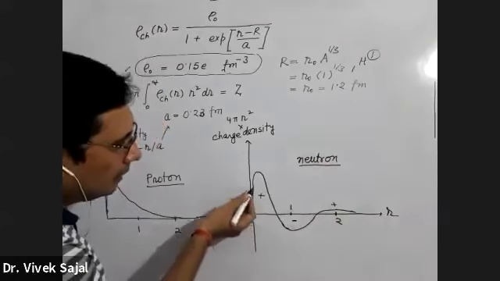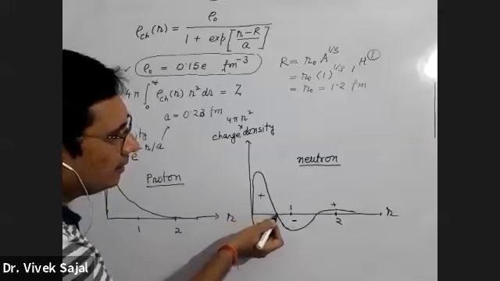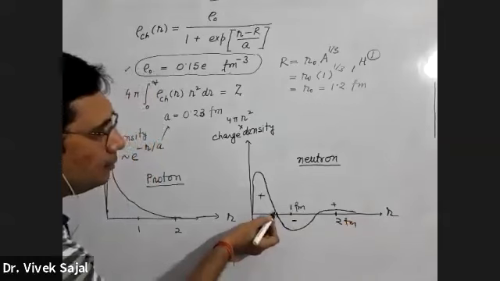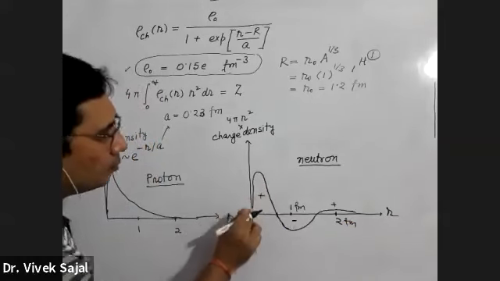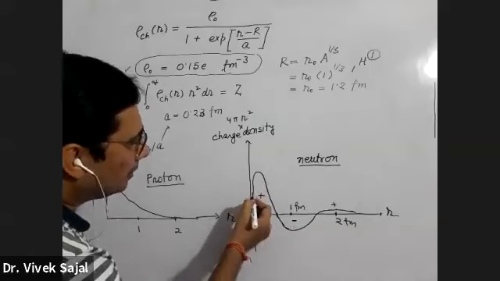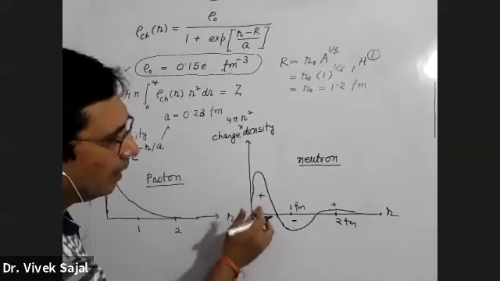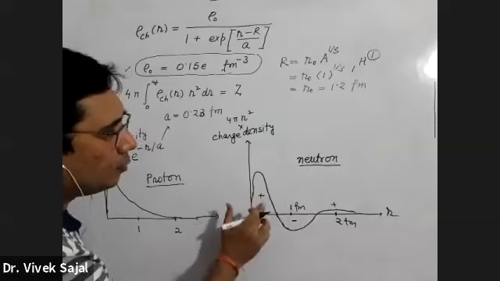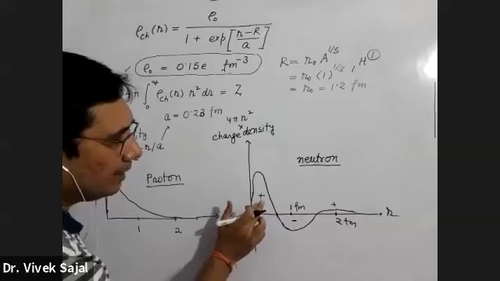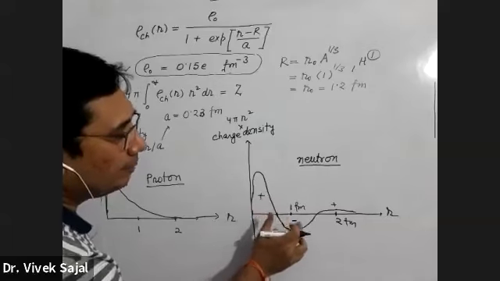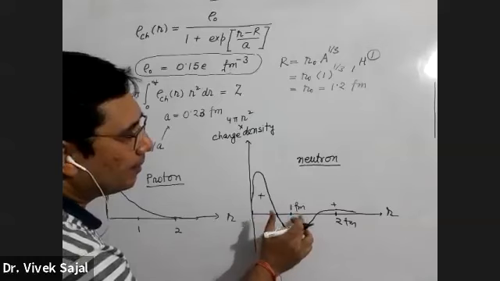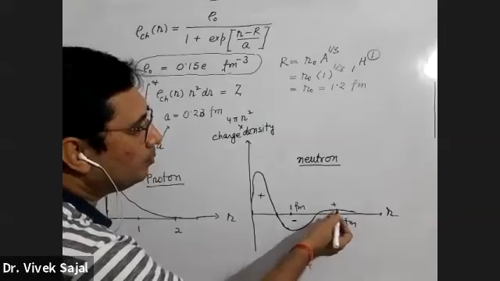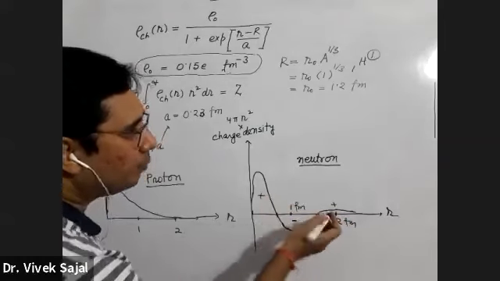So from this charge distribution, it is clear that this is 1 Fermi, this is nearly 2 Fermi. So here the core of the neutron is positively charged. After this, you have a layer of negative charge. So the inner core is made up of positive charge. That positive core is surrounded by the negative charge, and the outermost layer is made up of a very feeble positive charge layer.